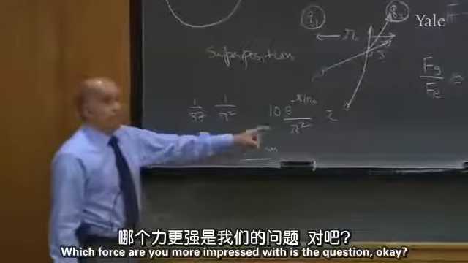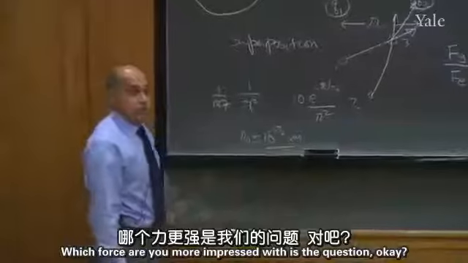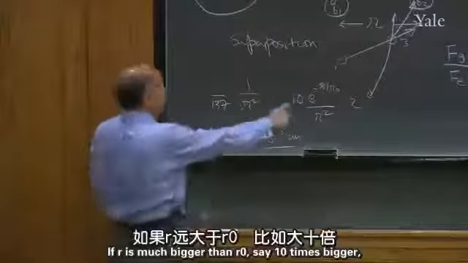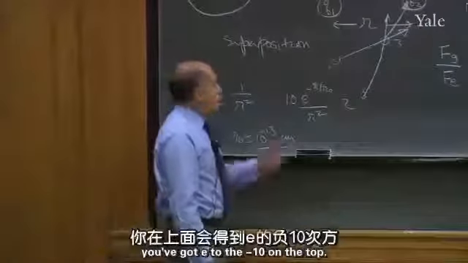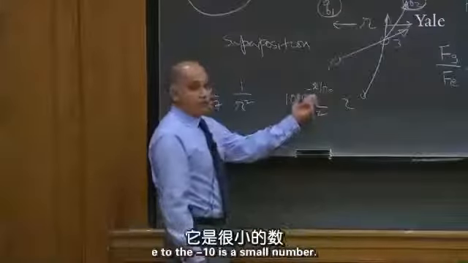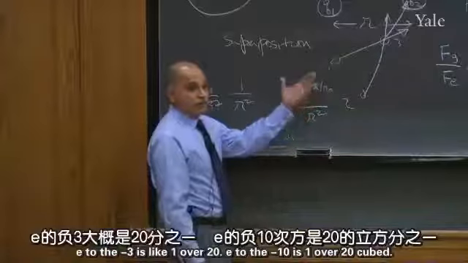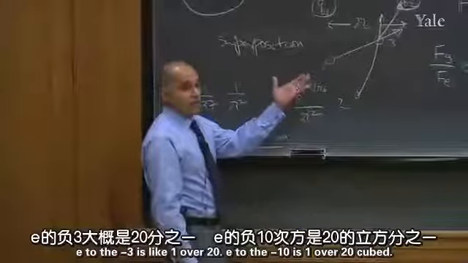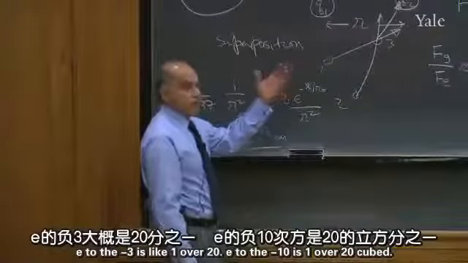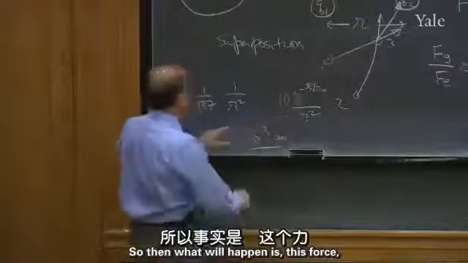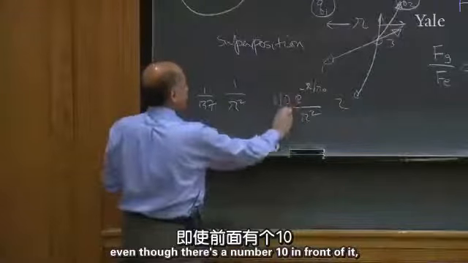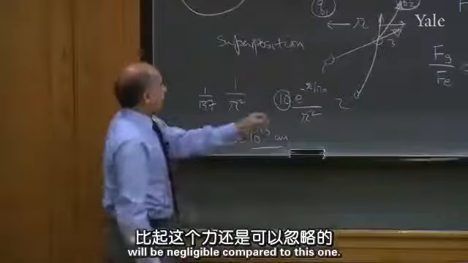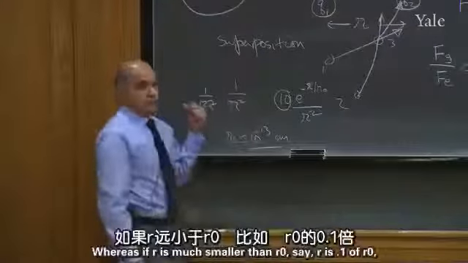Which force are you more impressed with is the question, okay? If r is much bigger than r naught, say 10 times bigger, you got e to the minus 10 on the top. E to the minus 10 is a small number. E to the minus 3 is like 1 over 20. E to the minus 10 is 1 over 20 cubed. So then what will happen is, this force, even though there's a number 10 in front of it, will be negligible compared to this one.